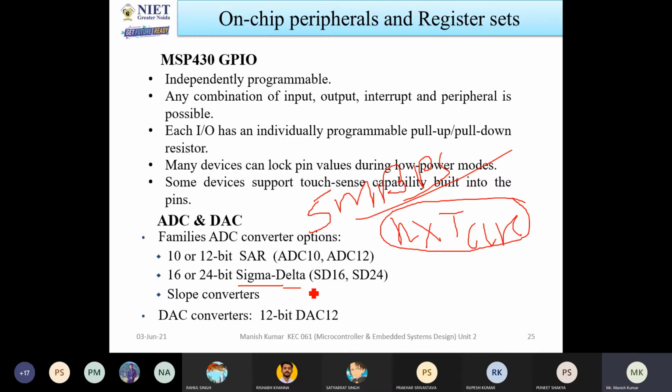If we are talking about the slope converter, this is the slowest ADC of all. Then what is the benefit of that? The benefit is it is more accurate than all the other ADC converters. And also one more feature, it has greater noise immunity. That's why it depends upon the application, which type of ADC or DAC you want to use, you can use it. No problem in that.